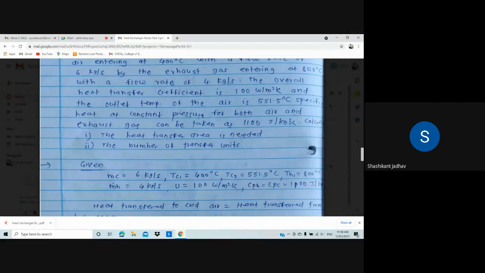Q is nothing but heat transfer. Okay. And TH2 is nothing but the temperature of the hot fluid at outlet.